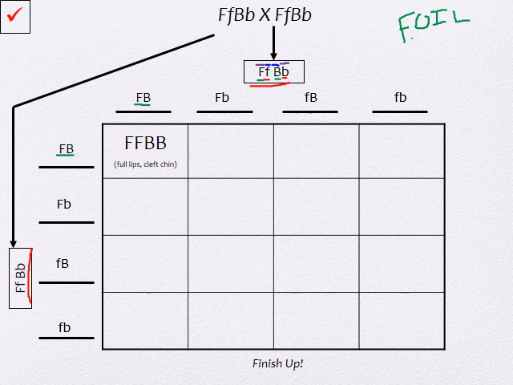Now from here, it's relatively easy. All we're doing is just combining like terms, like we've done on every other Punnett square we've done up to this point. So as you can see, we're taking the 2 big F's and putting them together. And we're also taking the 2 big B's and putting them together, which would give us full lips and a clefted chin. So let's go ahead and continue.